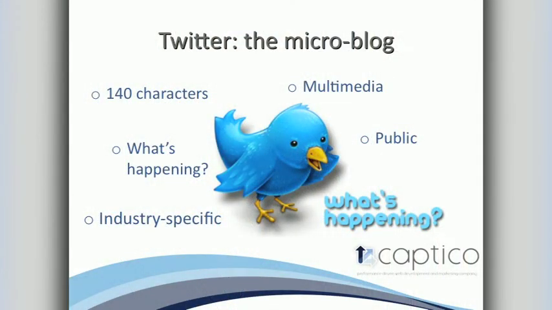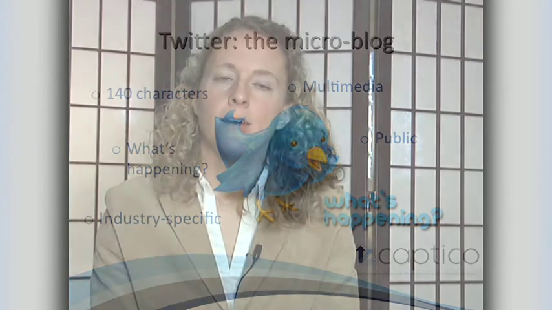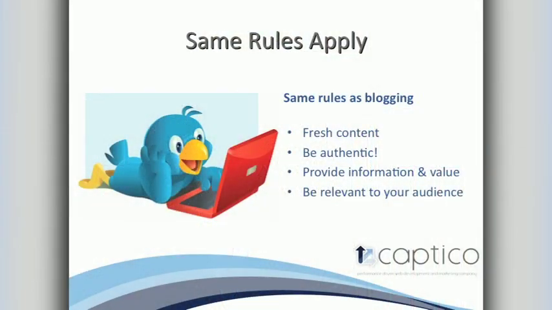The other important aspect of Twitter to remember is that it's very public. Anything that you write on Twitter is searchable by Google and other search engines, and it's in the public domain. So you have to be very careful about what you want to put out there. Because Twitter is a microblog, you have to remember that the same rules apply as when you're blogging. You want content to be authentic, you want it to be fresh and new, and you want to update it very frequently. You want your information to be relevant to your audience, and it's very industry specific.